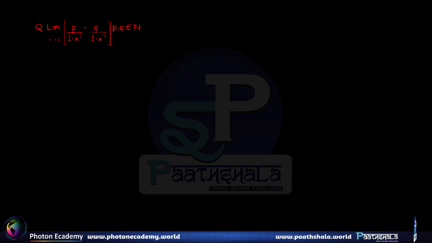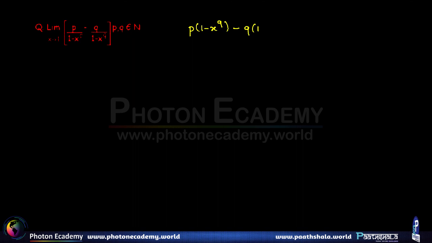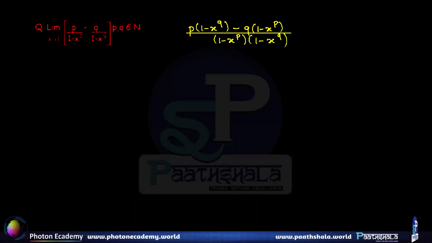Okay. So first step, let's take the LCM. So that will be p(1 minus x)^q minus q(1 minus x)^p. This whole thing is divided by (1 minus x)^p times (1 minus x)^q, and the limit is as x tends to 1.